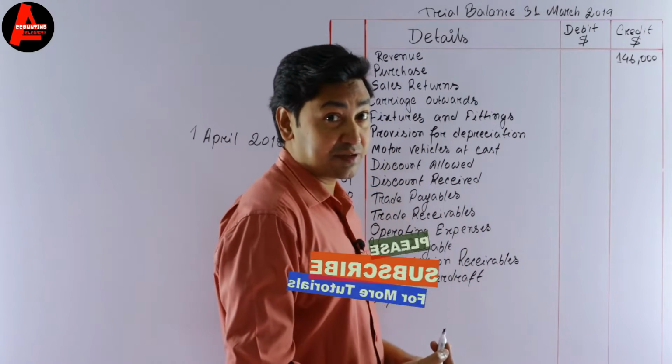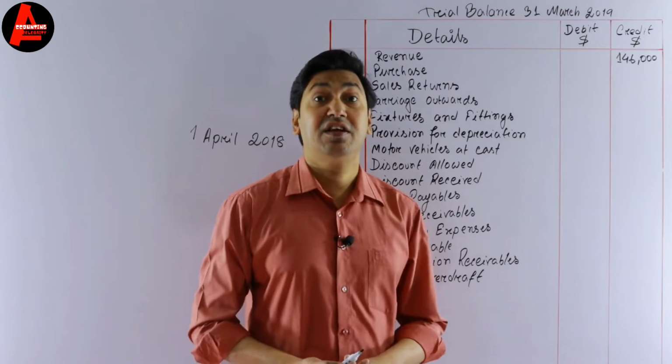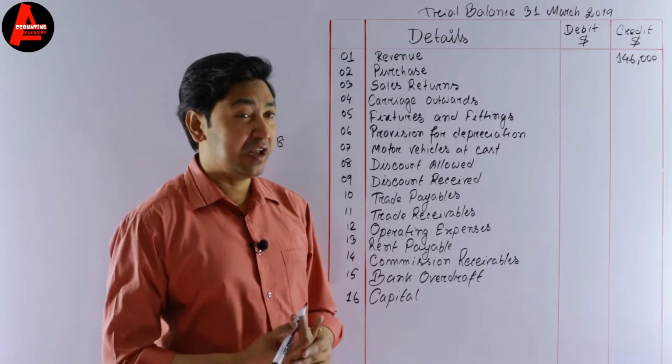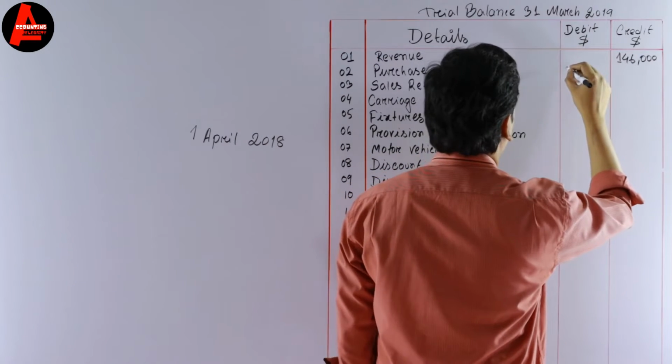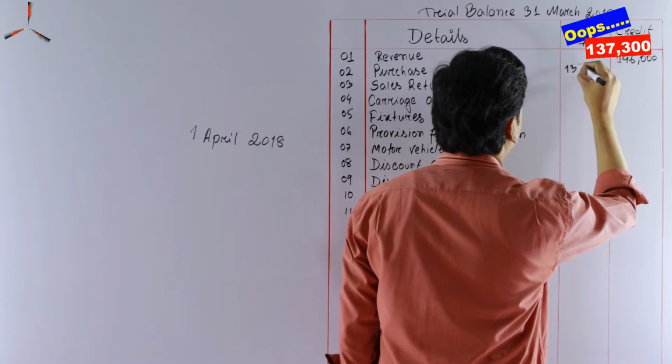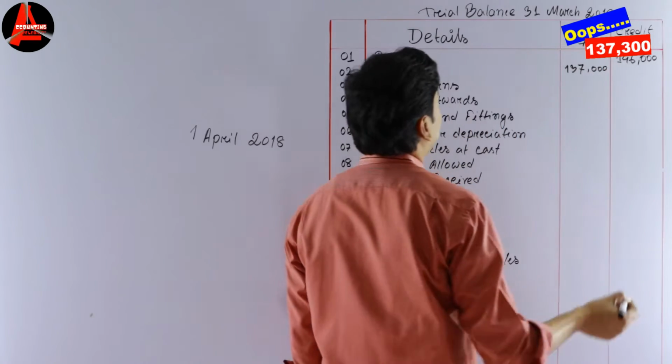Very good. Then we have here purchase. You know, purchase is an expense. All the expenses will be debited in the trial balance. So let us write the value here. Purchase, it is $137,000. Very good, we listed.